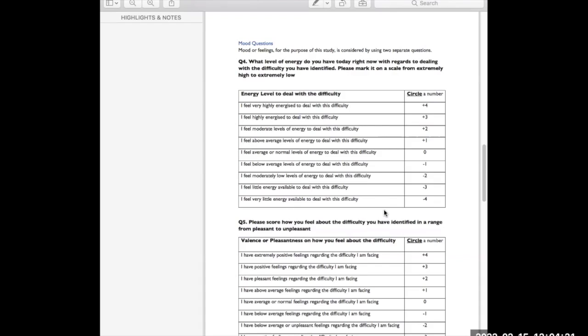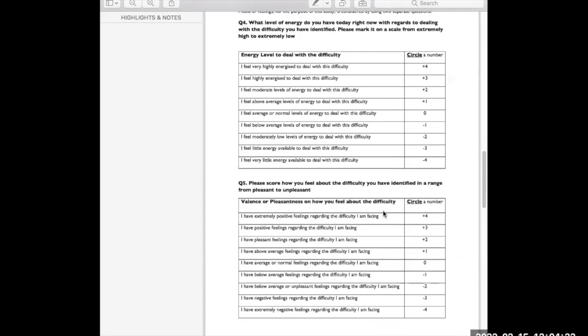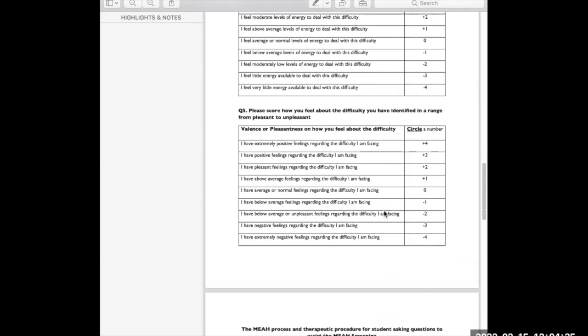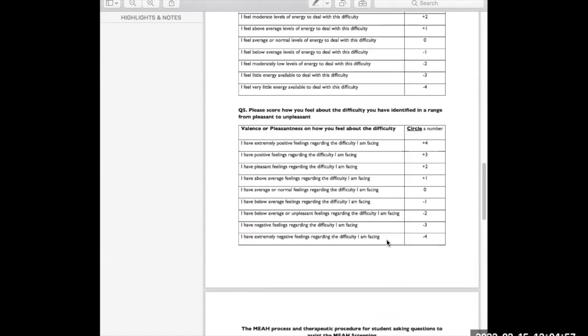And then final question, question 5. Can you give a score on how you feel about the difficulty in a range from so pleasant to unpleasant? So this is your feelings about this difficulty. I'm going to go a 0 for that one. Okay, perfect, thank you. So we're just going to move on to some therapeutic questions now.